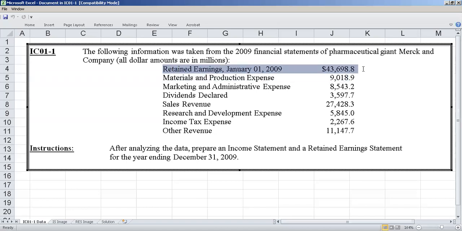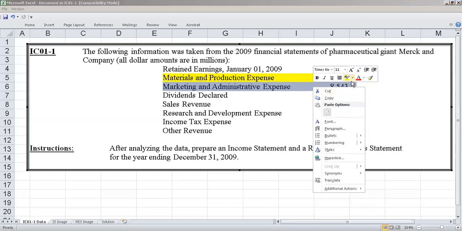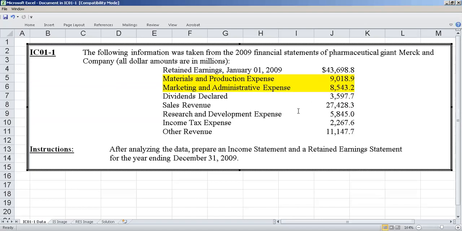All right? So we have to go through and classify and decide, does this go on an income statement or does it not? And retained earnings, January 1, 2009, it's not a revenue, it's not an expense, so we can ignore it. It doesn't go on an income statement. Materials and production expense, however, has the word expense in its name. So that's going to go on an income statement. Marketing and administrative expense has the word expense in its name. So that's going to go on an income statement.